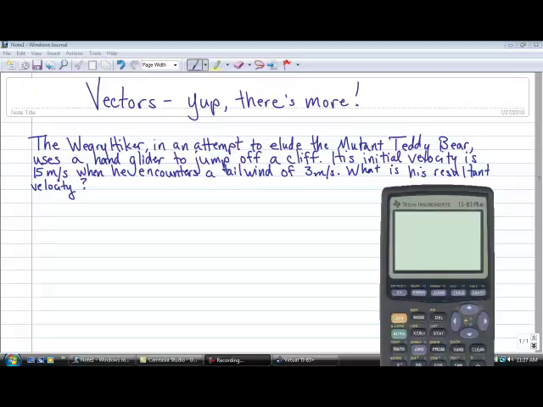The weary hiker is trying to elude the mutant teddy bear, so he uses a hand glider to jump off a cliff. His initial velocity is 15 meters per second when he encounters a tailwind of 3 meters per second. What we want to know is what is his resultant velocity.